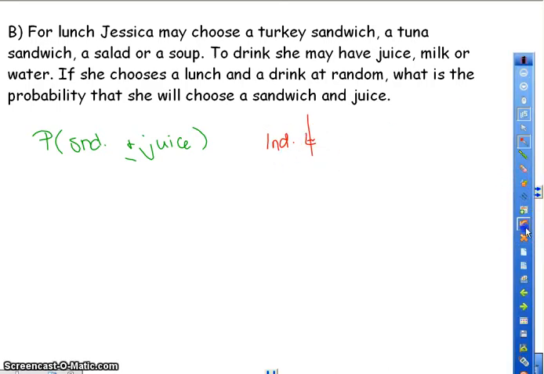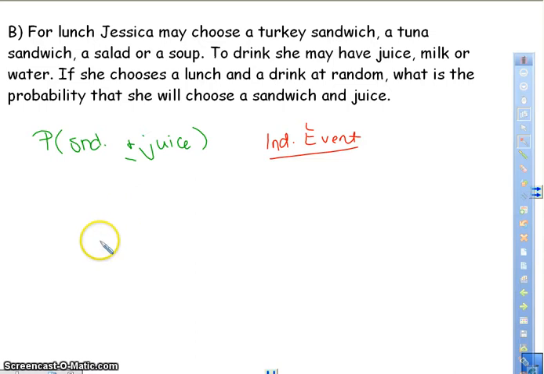Here's my pen going psycho on me again. Independent. Come on now. Well, you're going to have to write the word event because apparently I cannot. There we go.